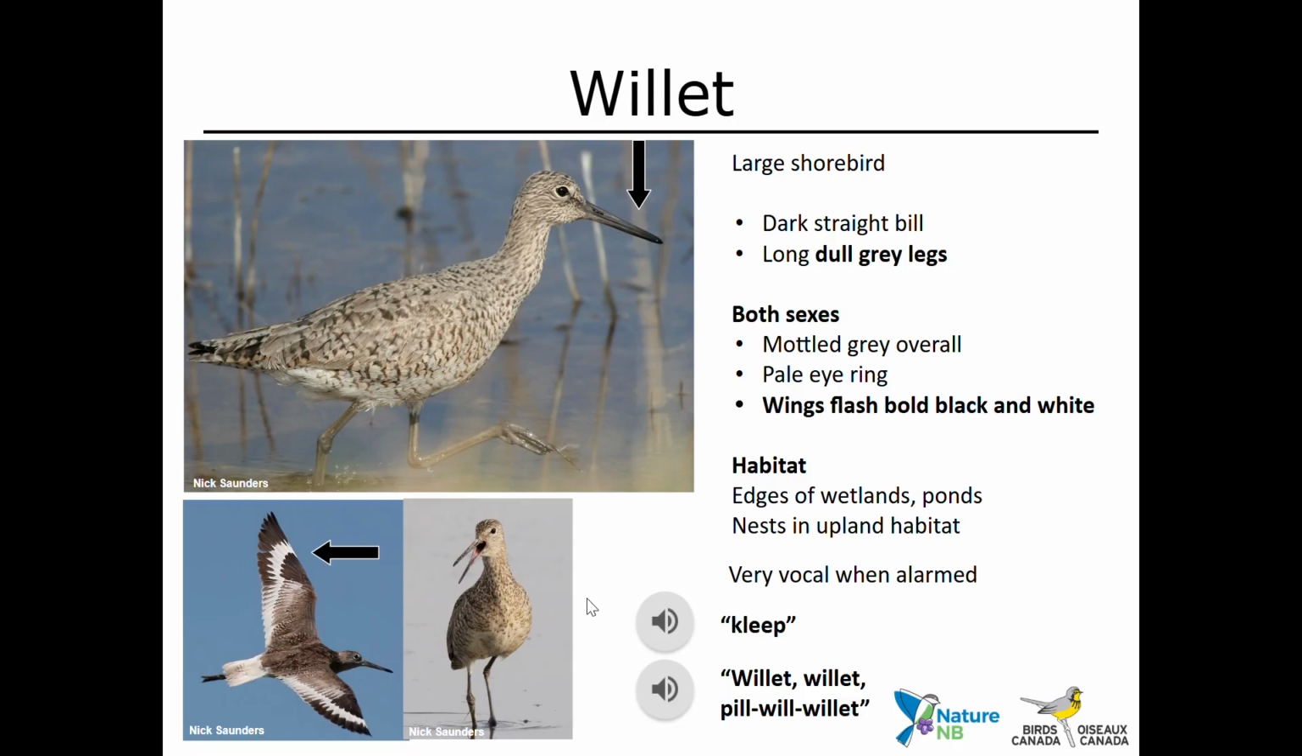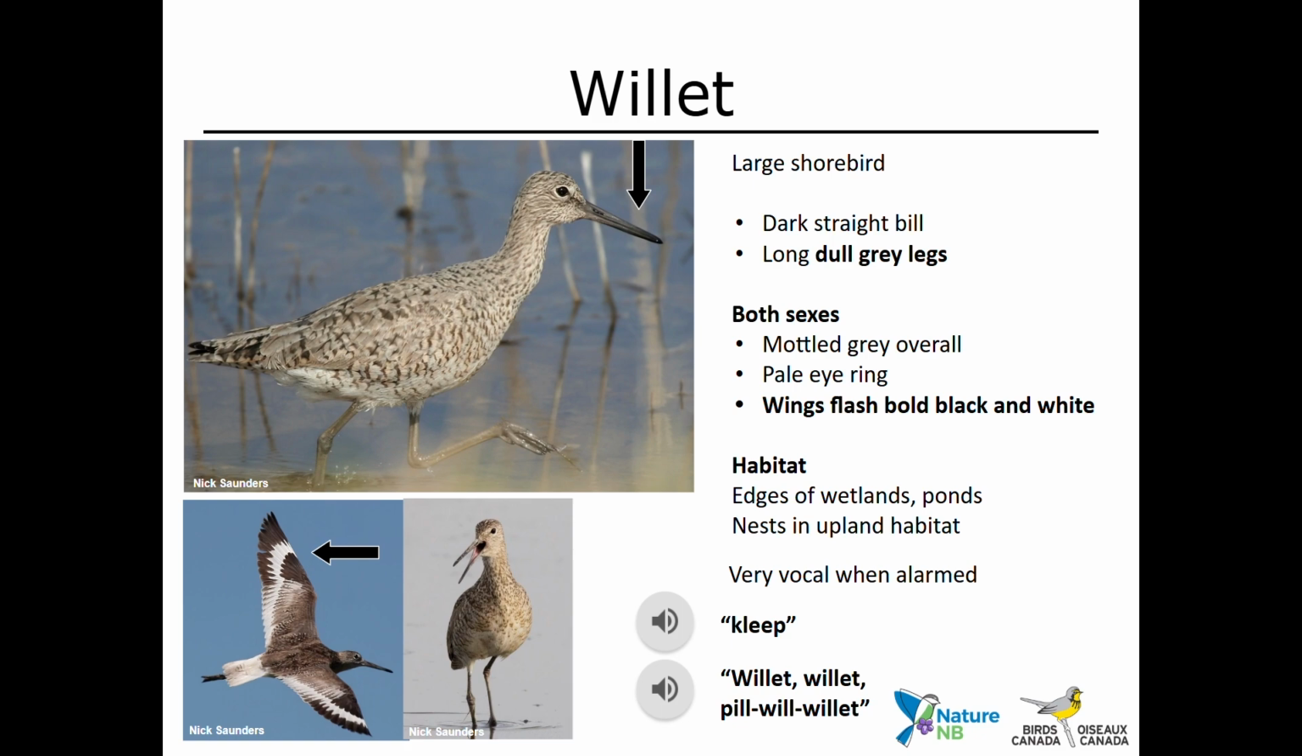So now let's change gears and talk about one of the target species for the marsh monitoring program, which is the willet. This is a large shorebird with a dark straight bill and long dull gray legs. And it's useful to focus on the color of the legs with shorebirds because they can look quite similar in coloration, but they often differ in leg color. For example, the greater yellow legs is similar in color to the willet, but it has these bright yellow legs.